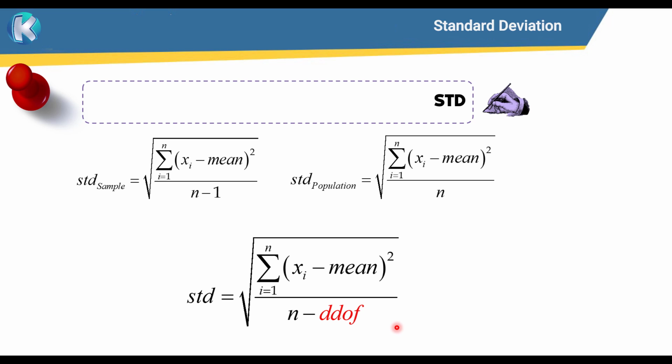Generally speaking, the formula for calculating the standard deviation is this. As you can see in the denominator, we have n minus something, and that something is called ddof in the NumPy package. It means delta degrees of freedom. So if ddof is 1, then you are calculating the sample standard deviation, and if ddof is 0, then you are calculating the population standard deviation.